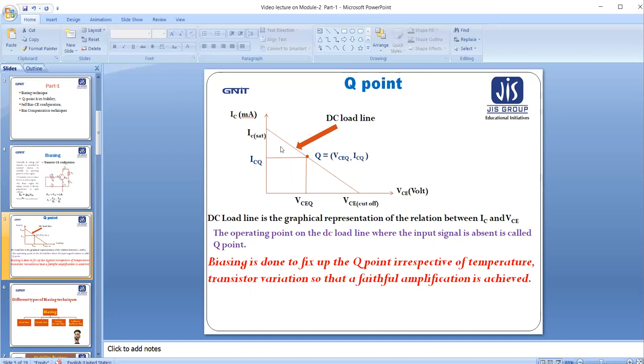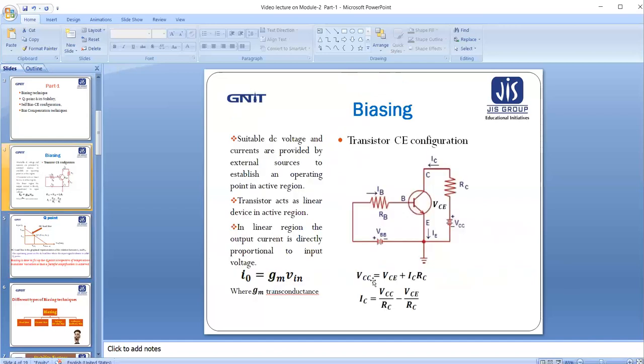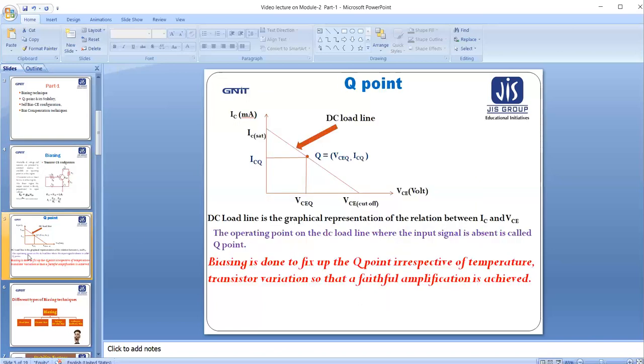achieved. Now the straight line is also called the DC load line because all the electrical quantities are of static value, so it is called DC. Load means output, and we have seen that this IC and VCE are the output current and voltage respectively. So therefore, this line is called the load line. So the DC load line is a graphical representation of the relation between IC and VCE.